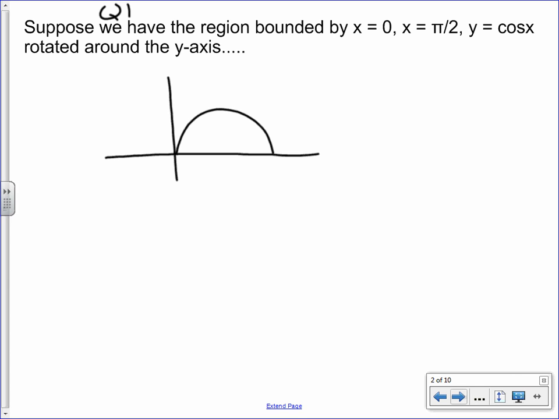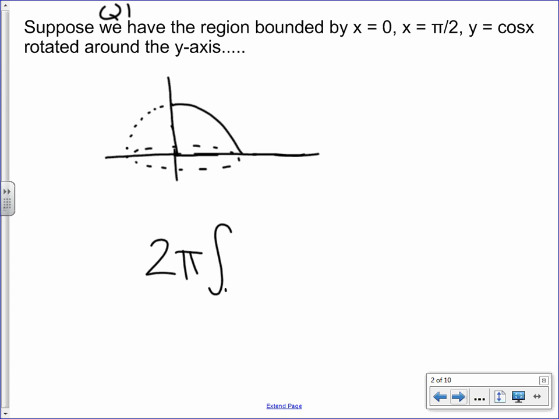We have this. And so when we rotate it, we're going to get something like this, right? Okay, we set this up. How? 2 pi times the integral from 0 to pi over 2 of x cosine of x.